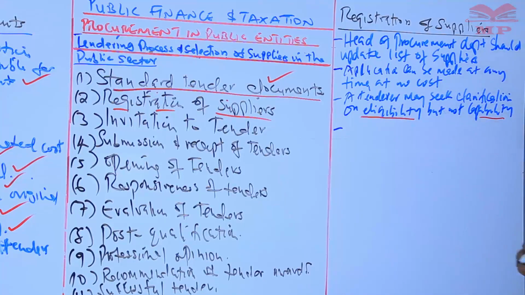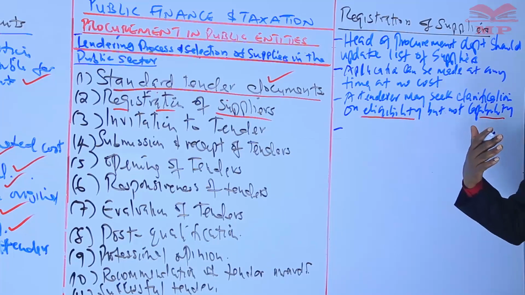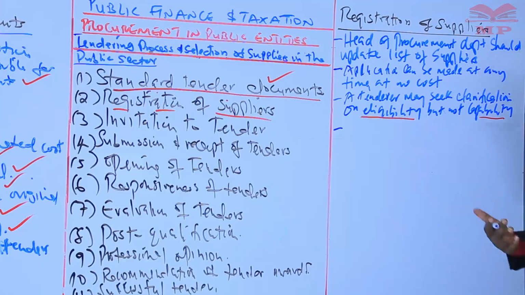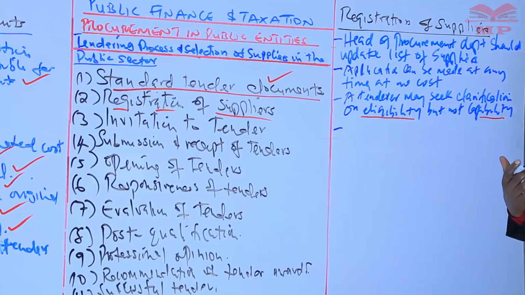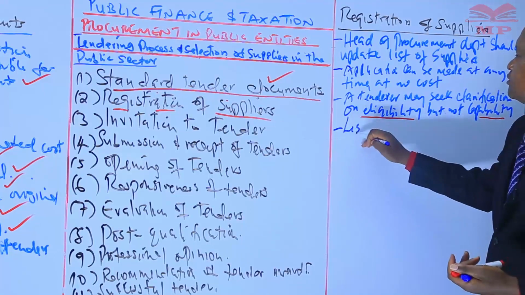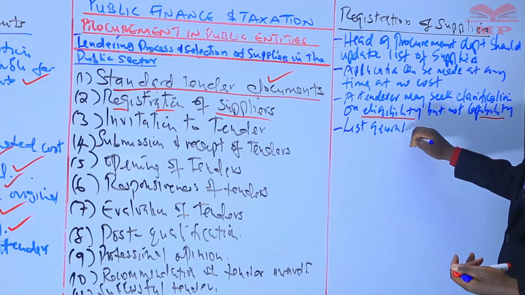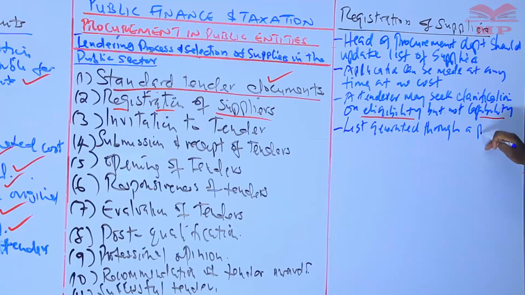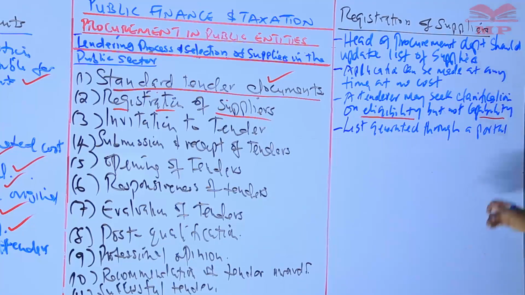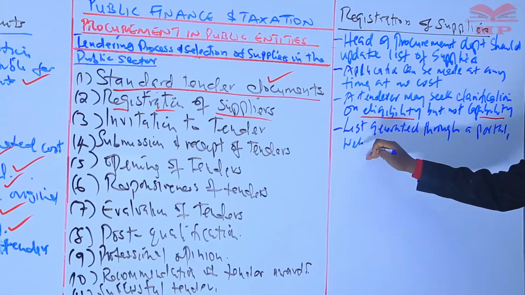Point number 4 is that the lists shall be applied on the alternative procurement methods as specified and appropriate, and the list shall be generated through a portal. The list of registered suppliers generated through a portal can be generated through a website.